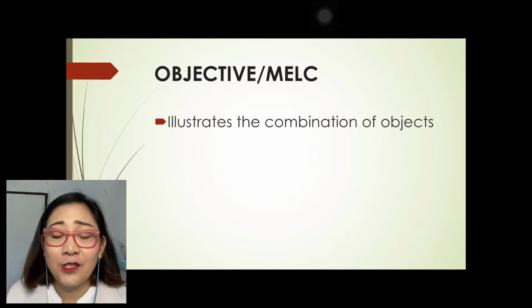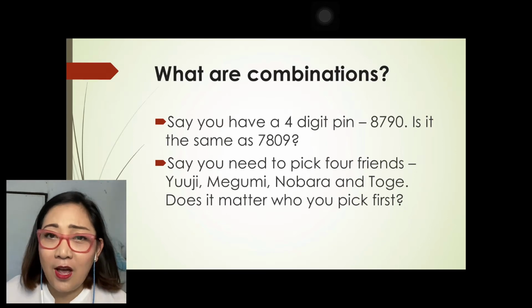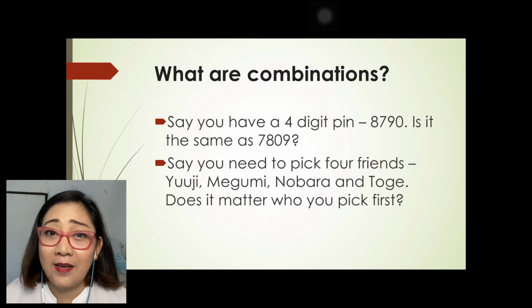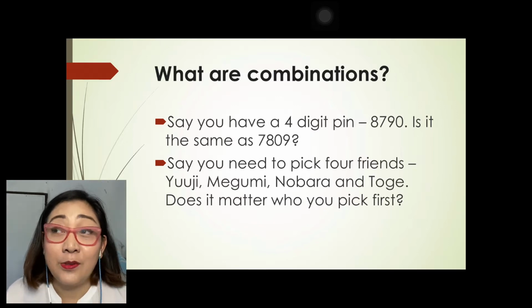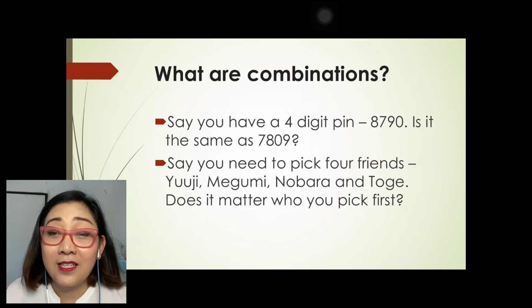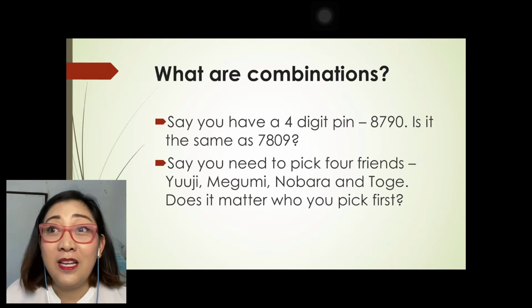Now, what are combinations? I have here two very different situations. So for the first one, say that you have a 4-digit PIN, 8790. Is it going to be the same as 7809? So, syempre, hindi. Kaya nga siya PIN, di ba? There's a specific order and there's a specific combination of those numbers. Na kapag hindi yun or kapag na-jumble up mo yung order, mali na yung PIN mo. Hindi mo na ma-access kung ano man yung in-access mo. Whether it's a safe, your ATM, or a locked app.